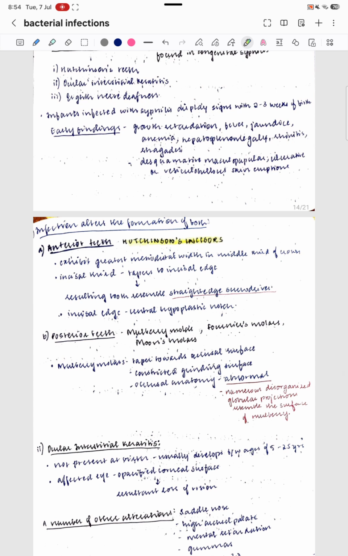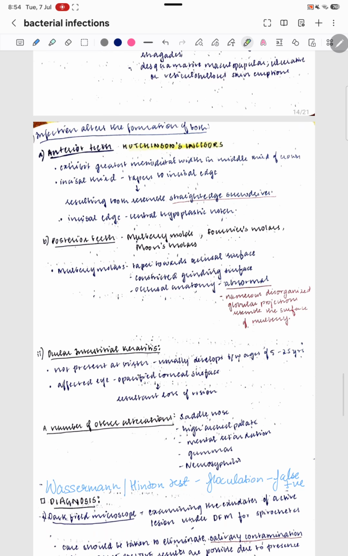In Hutchinson's incisors, the anterior teeth exhibit the largest mesiodistal width in the middle third. Like how a normal person's mesiodistal width is in the incisal third, in these incisors it is in the middle third of the crown. The incisal third tapers towards the incisal edge, resulting in a straightened or screwdriver-shaped edge. Okay, screwdriver shaped incisal edge.